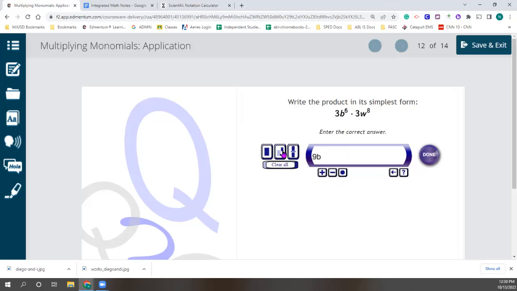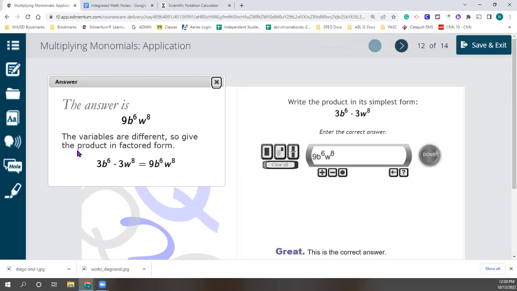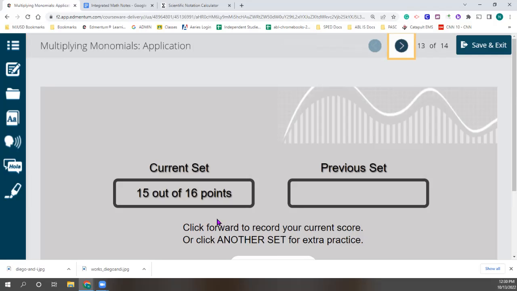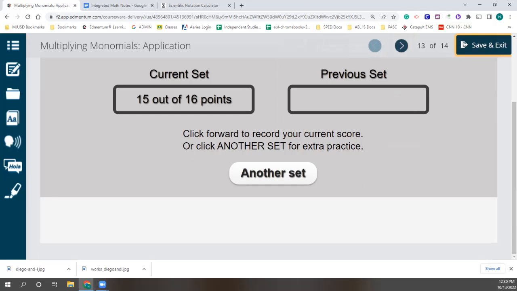9b exponent 6. Bring it down. w, bring it back up. Exponent 8. Holy cow, I'm doing great at this. Again, wonderful, beautiful explanation. The variables are different, so give the product in factored form. So there wasn't much I could do except for multiply the 3 and the 3. Everything else has to stay the same because they are different. All right, I got 15 out of 16. Save and exit.